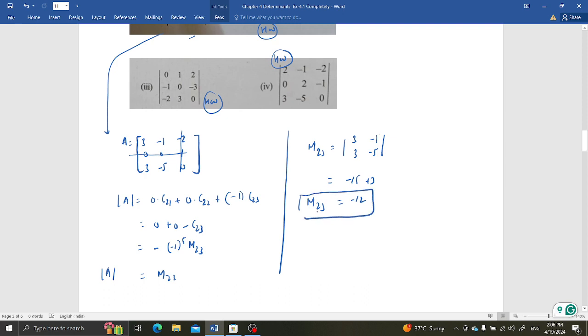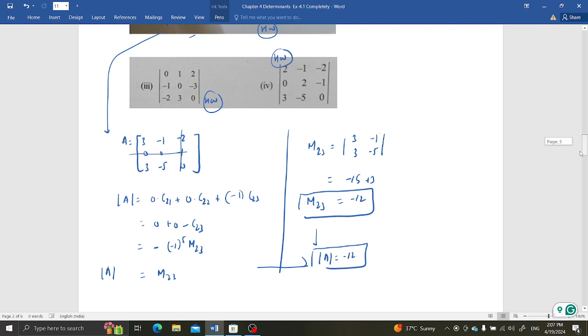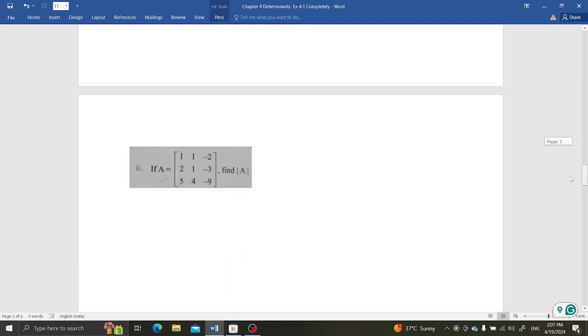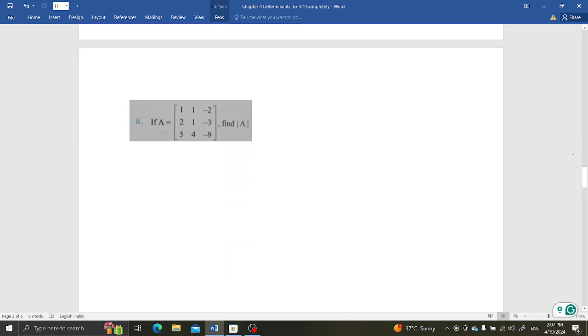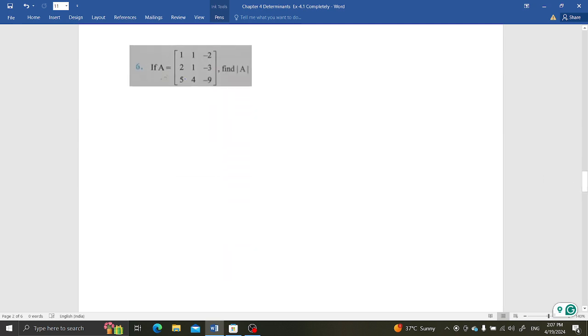So from both the equations, the determinant of A will be equal to minus 12. I hope you understand this question. The rest, the second, third and fourth, are your homework. You need to do some hard work to learn something. Same thing we need to do in the sixth question also.